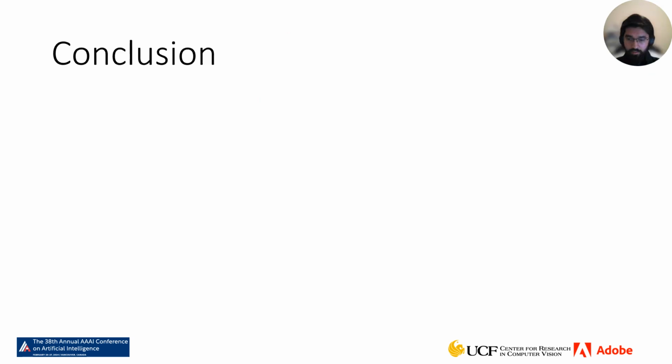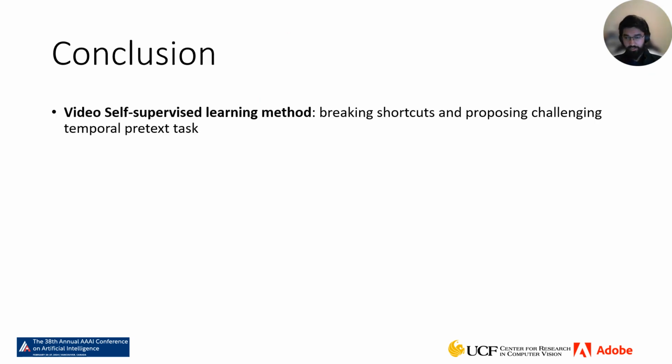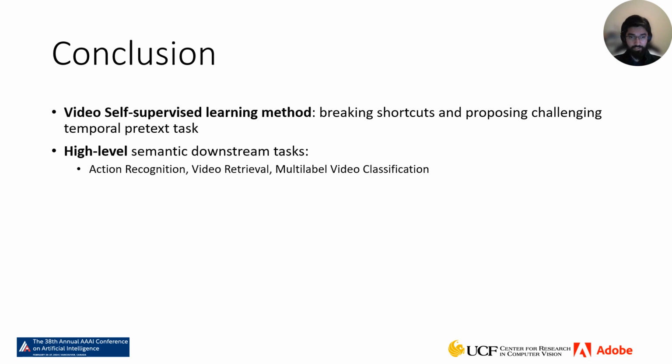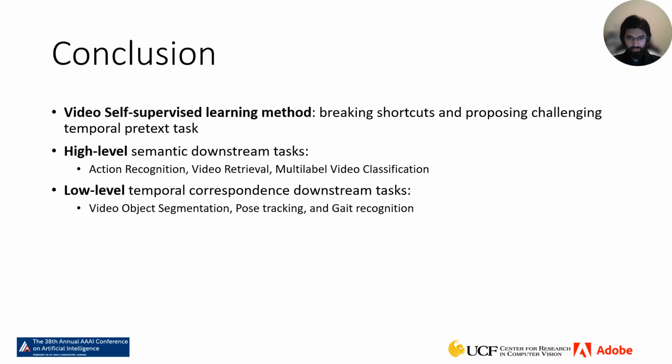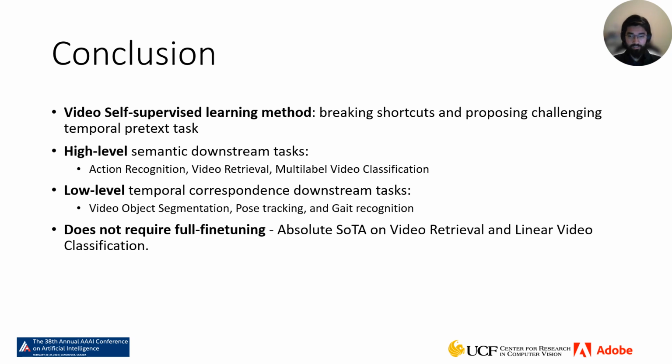In summary, we have proposed a video self-supervised learning method on top of an image self-supervised method by breaking shortcuts in temporal pretext tasks and by proposing more challenging frame-level temporal pretext tasks. Our method is suitable for high-level downstream tasks, for example, action recognition, video-to-video retrieval, and multi-level video classification. And it's also suitable for temporal correspondence tasks, for example, video object segmentation, pose tracking, and gait recognition. The key attraction of our method is that it doesn't require full fine-tuning, and it gets absolute state-of-the-art for video-to-video retrieval and linear video classification, which is most desirable in video search applications.